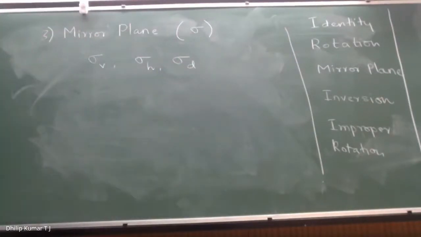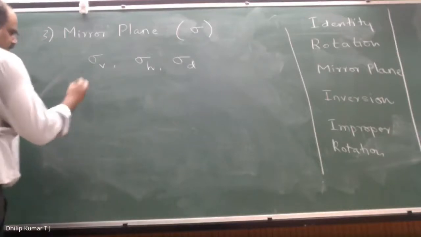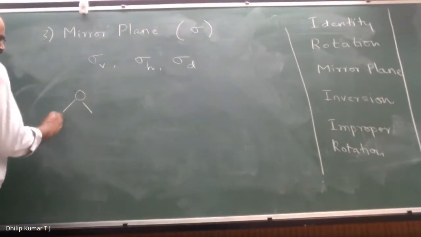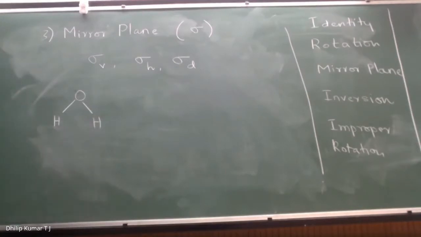Basically, a mirror plane is where the molecule is reflected through a plane to get an indistinguishable image. So that is a mirror plane. We can take a simple example. Let's start with the water molecule. Think that the molecule is placed on the plane of this board.